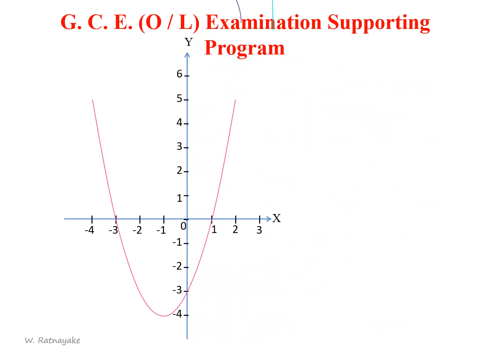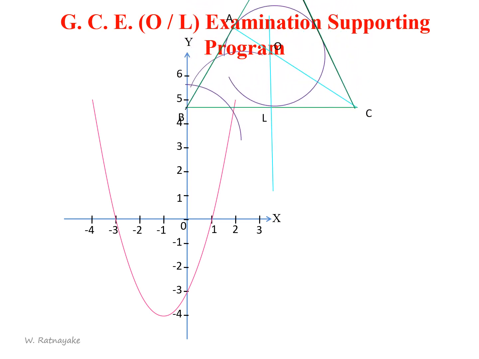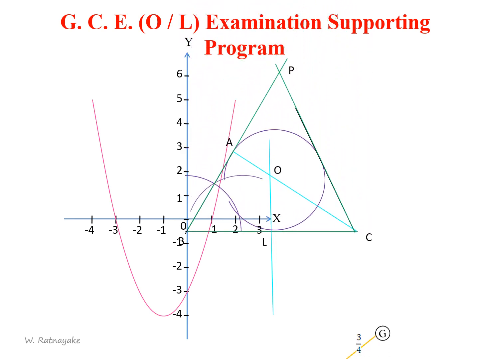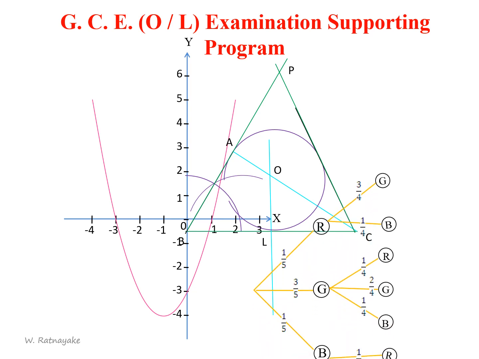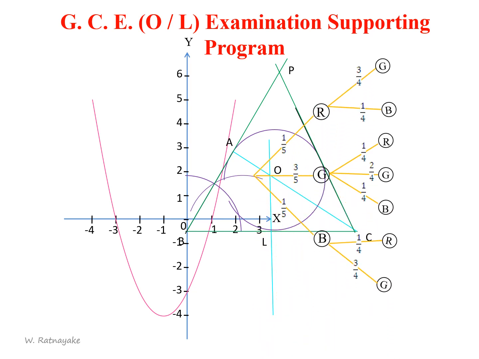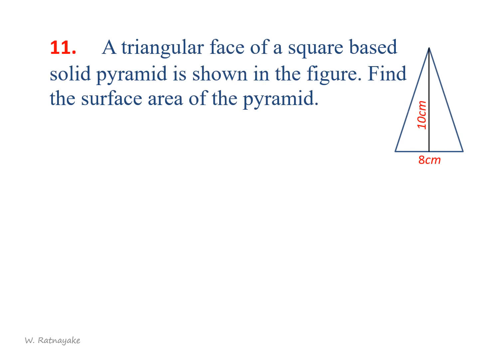We hope to discuss 5 more short questions in part A of paper 1 of the model paper in this video. Question number 11: a triangular face of a square-based solid pyramid is shown in the figure. Find the surface area of the pyramid. Now this is question number 11. The first 10 questions we have already discussed in 2 videos earlier.